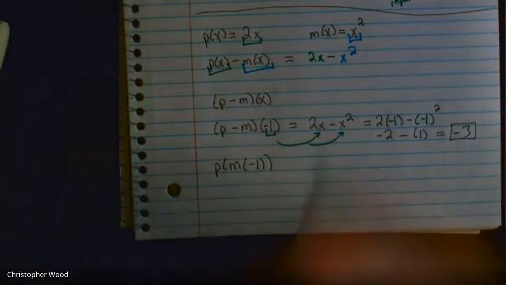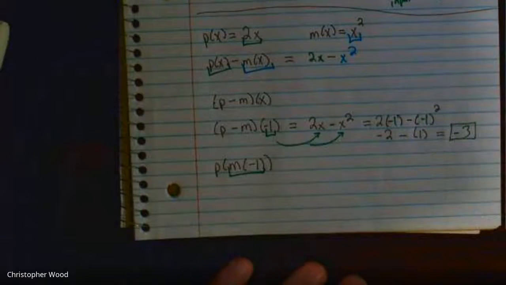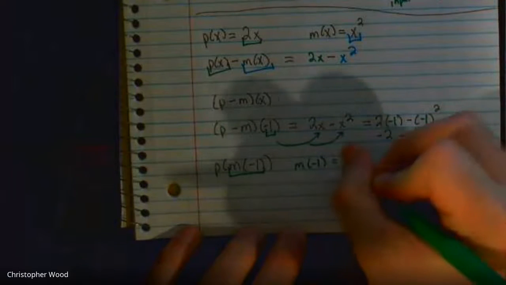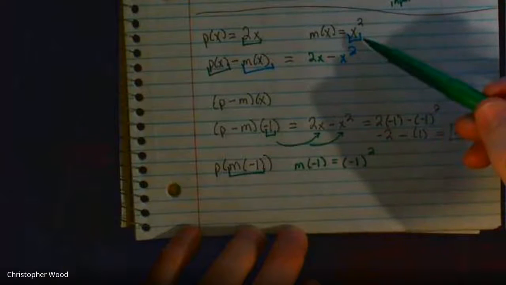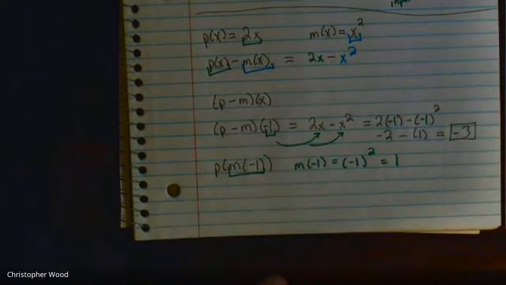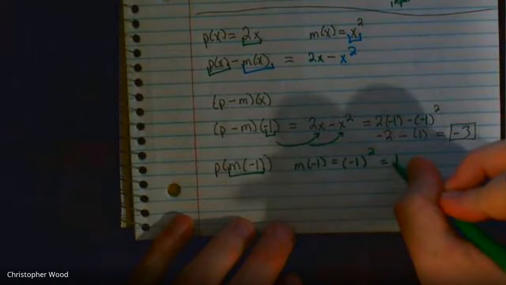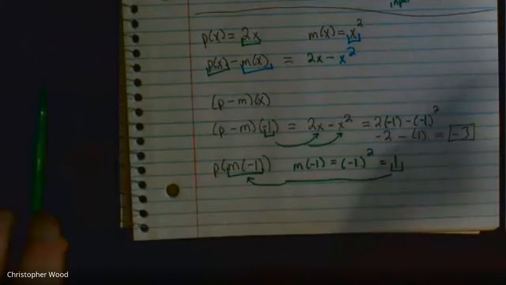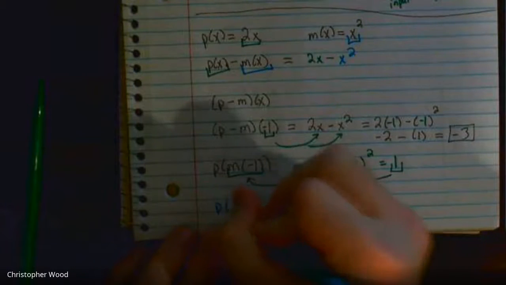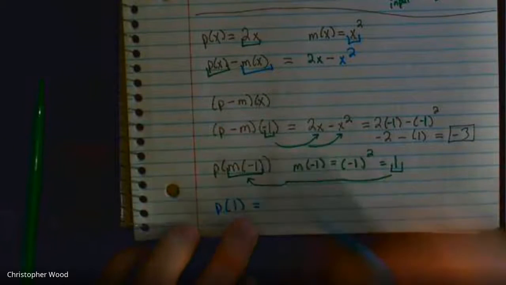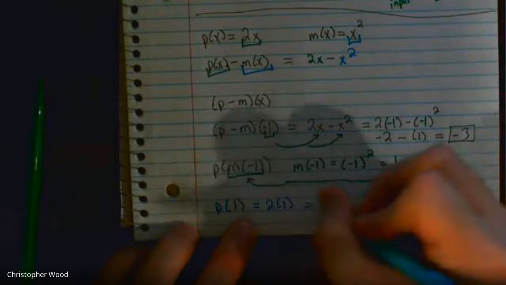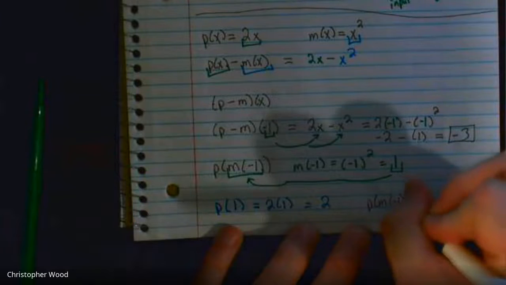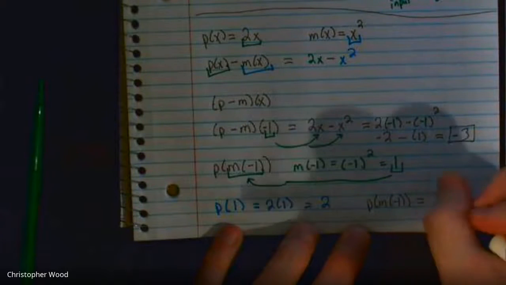So what this means is I'm going to start on the inside. What is m of -1? So we'll start there. M of -1 is -1 squared, right? Because m is x squared. And so that is a +1. So now I'm going to take that +1 and plug it into my p function. So now I get p of a +1, which is 2 times 1, which is 2. And so the final answer, p of m of -1, is actually equal to 2.